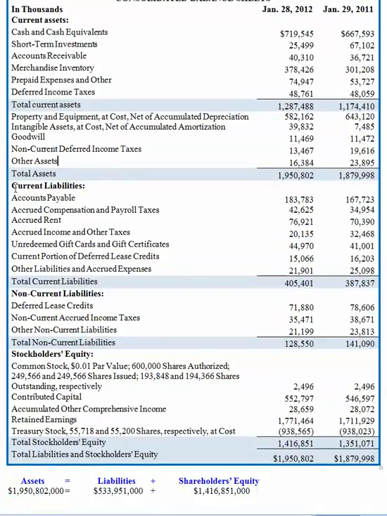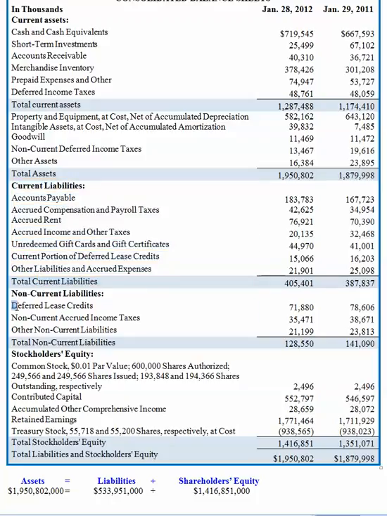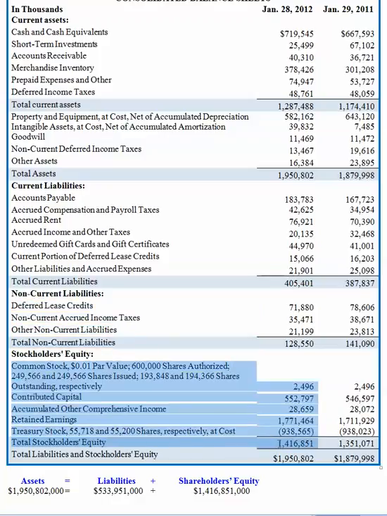Your total liabilities are split between what's coming due within the year versus what isn't coming due within the year. And then this is your equity, and all these balances right here were the ending balances on your statement of shareholders' equity or stockholders' equity.